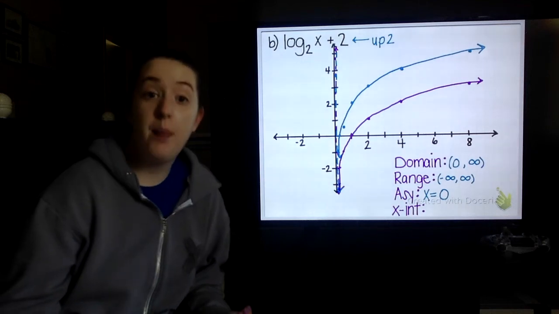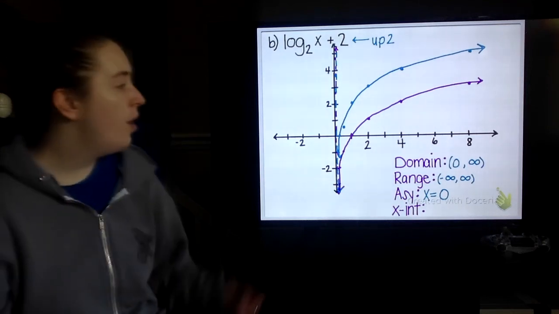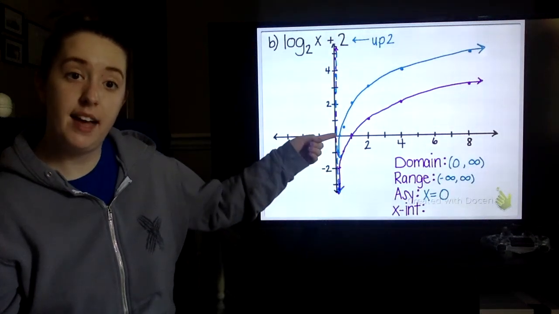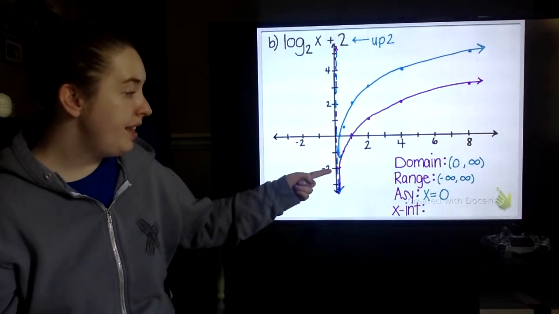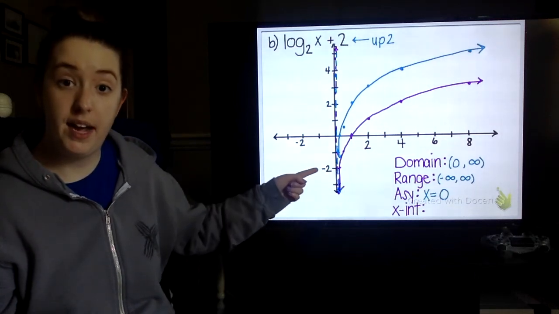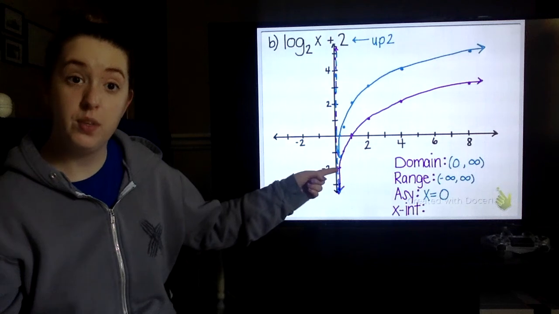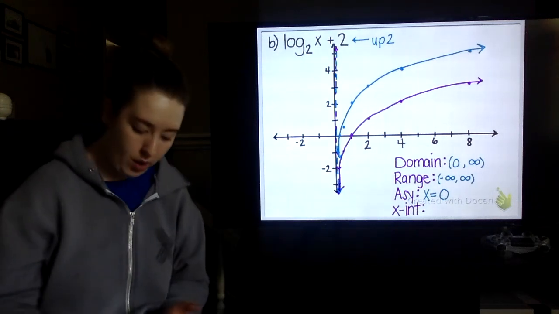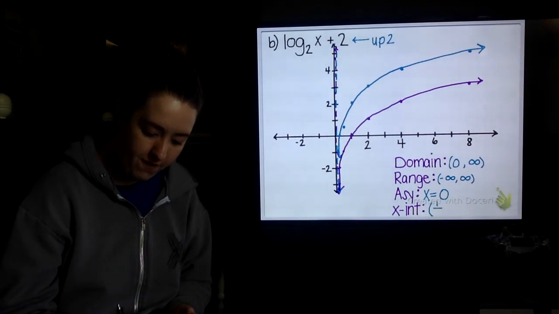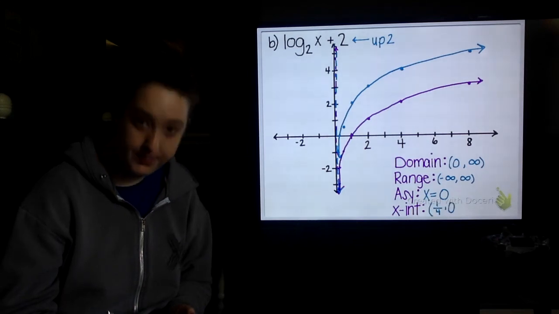And I got shifted up 2, right? So what was at negative 2 is now up here at 0. The point that was at y equals negative 2 was 1/4. So my x-intercept is actually going to be at 1/4, 0.